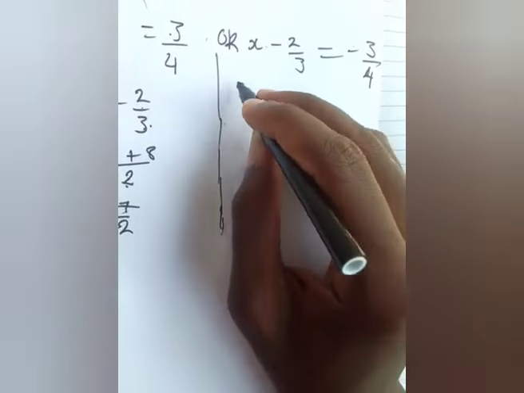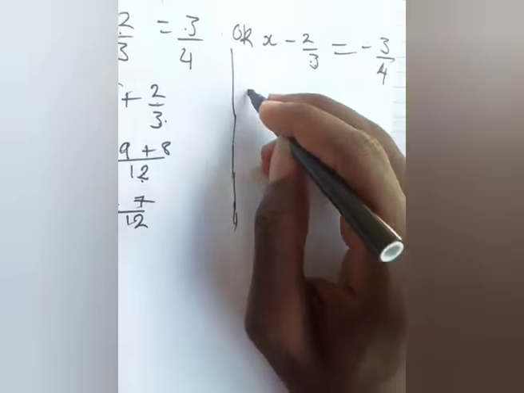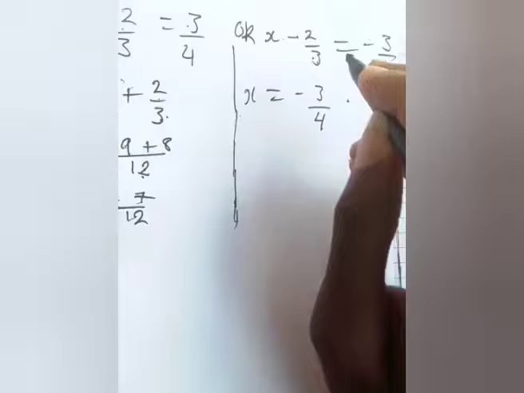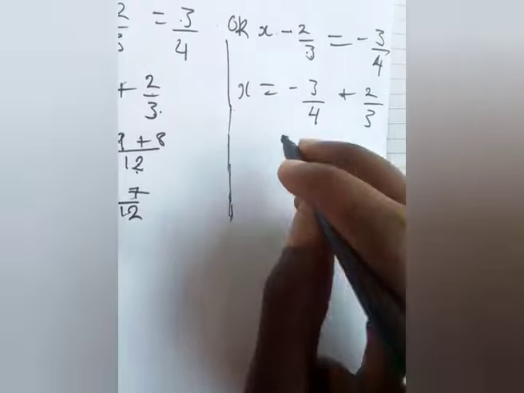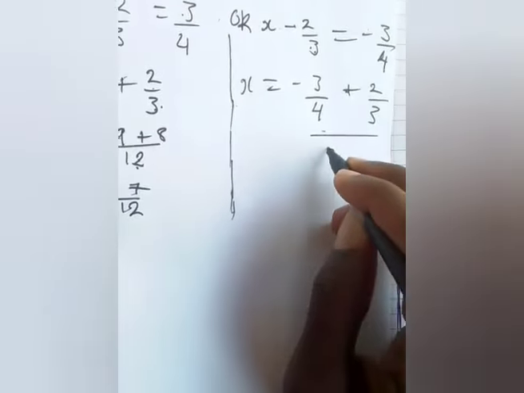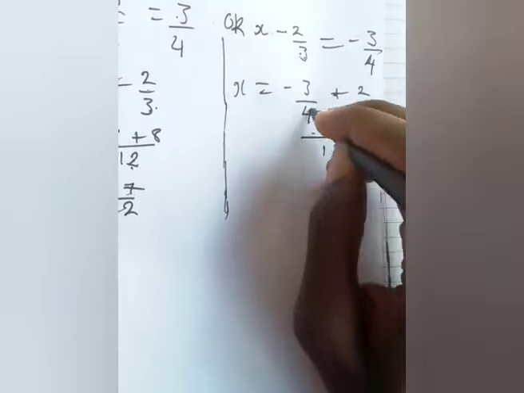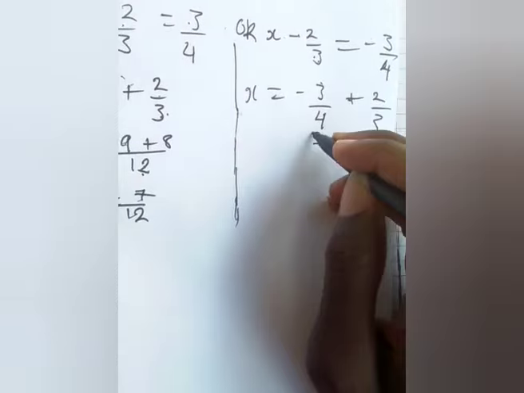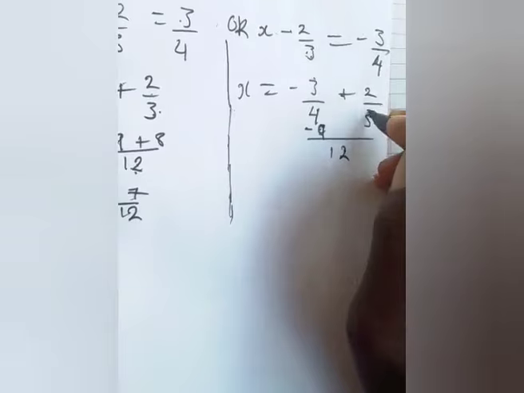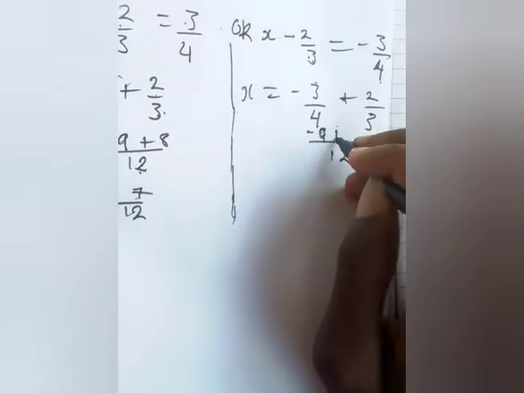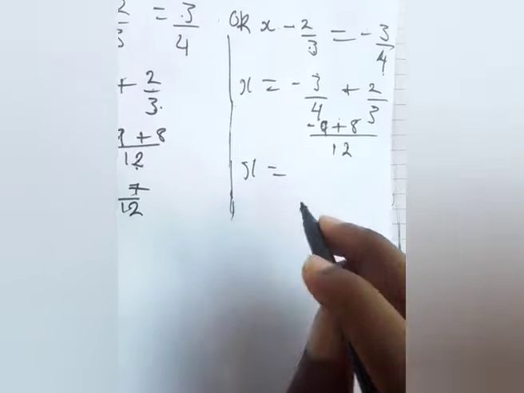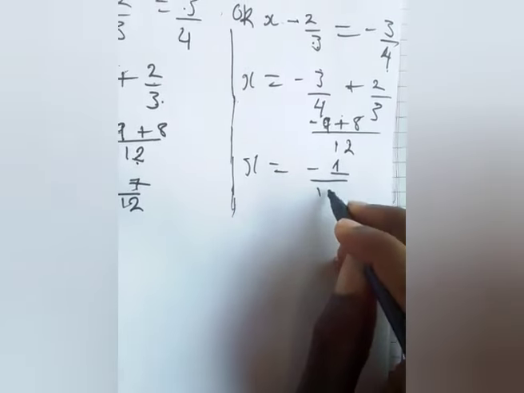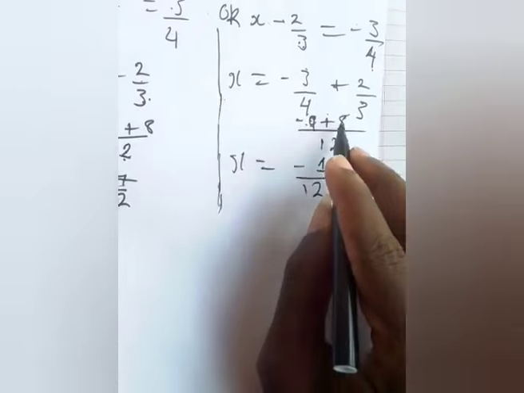So even here, this one, you take it on the other side. X is equal to negative 3 over 4. Now the sign will change, right? 2 over 3. Make it a single fraction. So it will be 12 here. 4 into 12, that will be 3. 3 times, that will be negative 9, right? And then 3 into 12, that will be 4. 4 times 2, that will be 8. So x is equal to, this will give you negative 1 over 12 when you sum this up.